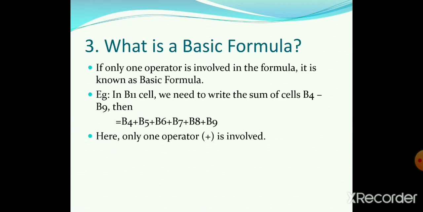If only one operator is involved, it is known as the basic formula. Say in the B11 cell, we need to write the sum of the cells from B4 to B9. That means my formula will look like equal to sign B4 plus B5 plus B6 plus B7 plus B8 plus B9. The values in these cells will be added and the final output will be shown in the B11 cell.